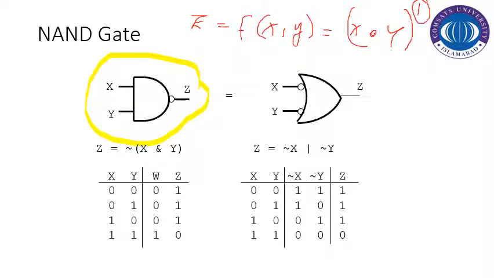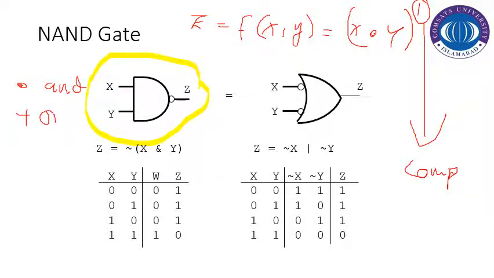The prime represents the complement or NOT operation, while the dot represents the AND operation, which we discussed in the previous session as well, and the plus represents the OR operation in Boolean algebra.